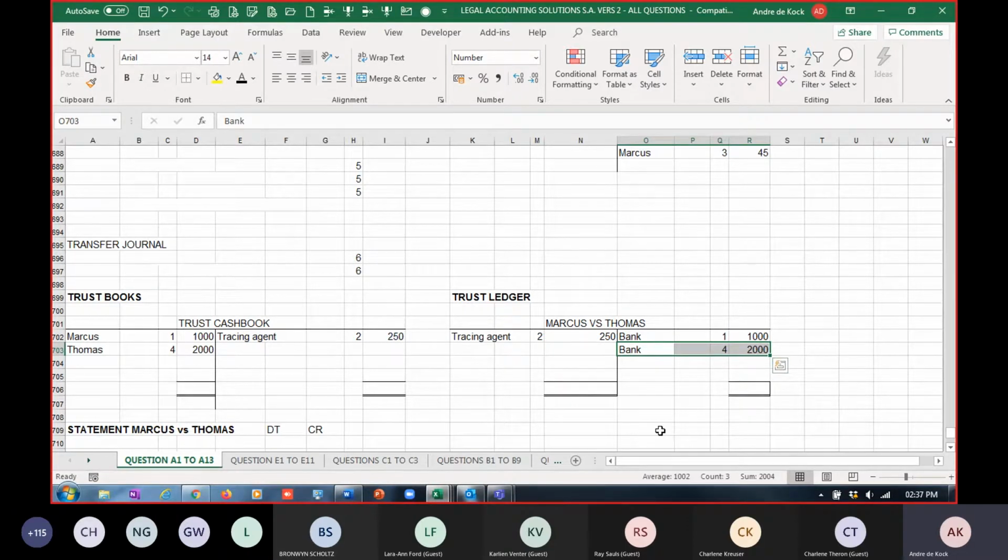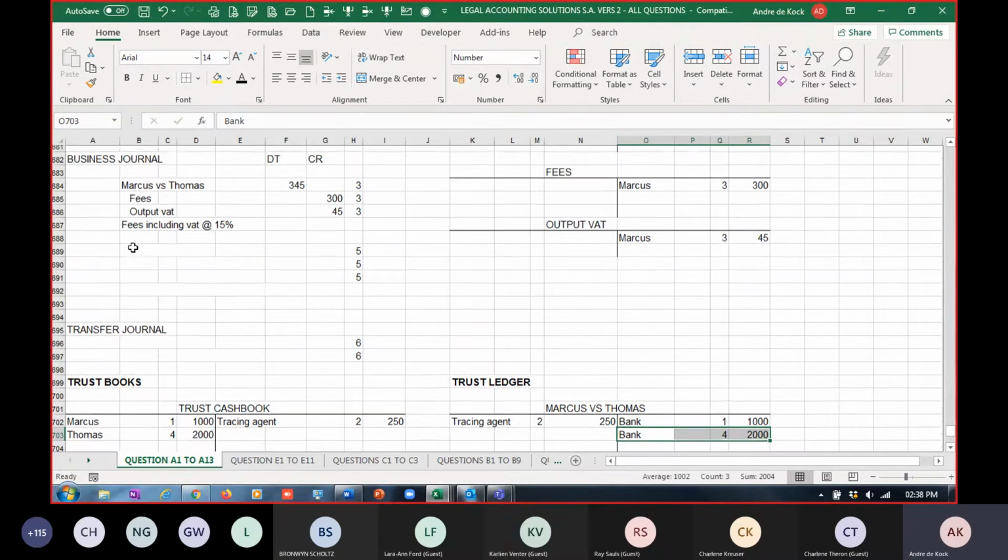I make out an invoice. Marcus versus Thompson, put on my VAT number. Fees rendered, collection commission of 200, 10% on 2,000, plus VAT at 15%, 30 Rand. You owe me 230. That represents an invoice and it represents a transaction.